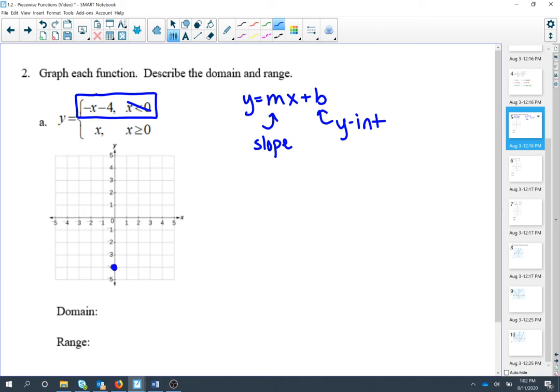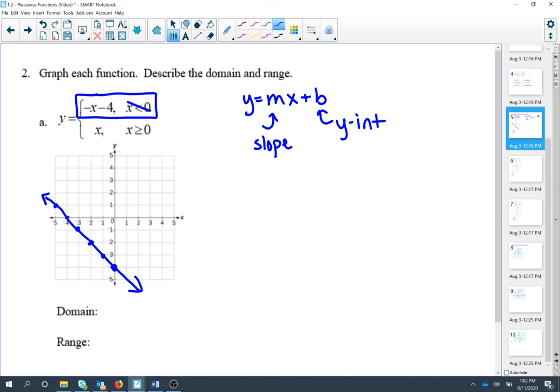So I'm going to go down here and put a dot. Then my slope is going to be negative 1. And remember, slope is rise over run. So I'm going to rise 1, run 1, rise 1, run 1. And notice when I run, I'm running in the negative direction. So I'm going positive, negative, positive, negative, which gives me a negative slope of 1. And then I'm going to draw my line.